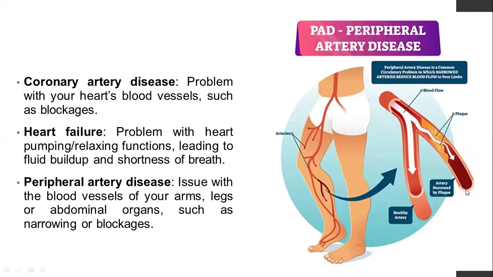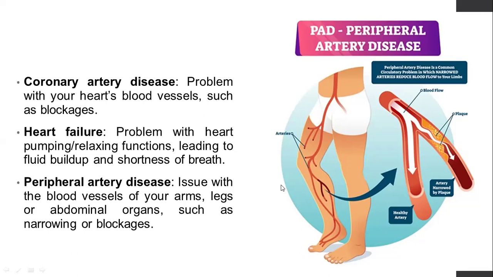Next is peripheral artery disease. So peripheral artery disease, the arteries of your extremities, lower limbs. Okay. So issues with the blood vessels of your arms, legs, abdominal organs, okay, such as narrowing and blockages.